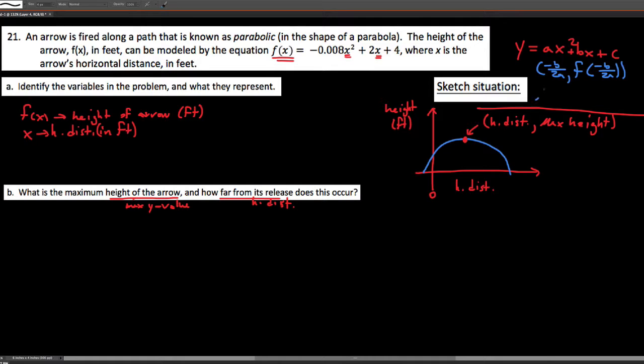Another thing that can be said here is that our axis of symmetry is also located at this vertical line x equals negative b over 2a, which has to run through the x value of our vertex here. So that's exactly what we're going to do here.